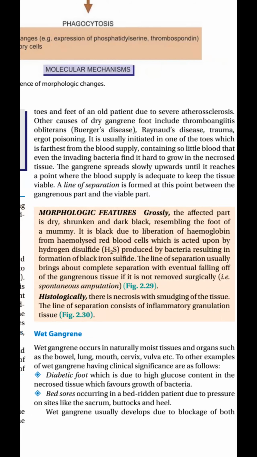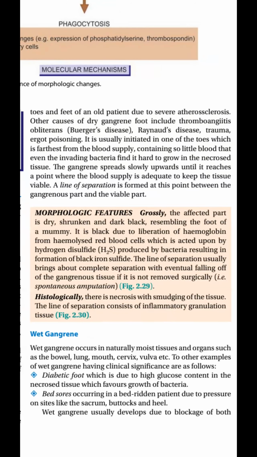In wet gangrene, what happens? It occurs naturally in moist tissue, where you can find some water circulation or blood circulation, where mucus formation is there, like near our organs or in our mouth, due to our saliva and everything. There's a wet area. So what are the regions? Bowel, lungs, mouth, cervix, vulva. Those are the regions where you can find this type of wet gangrene.